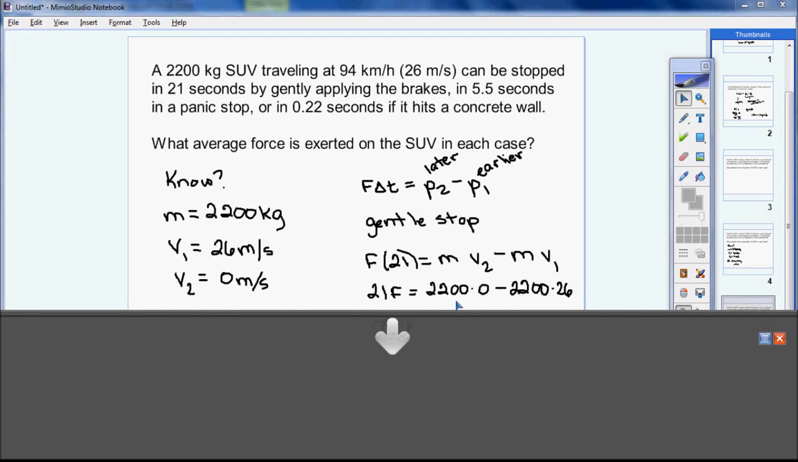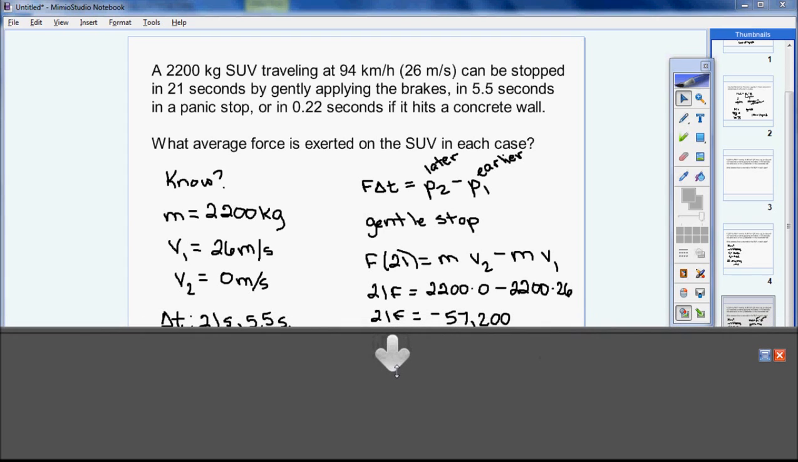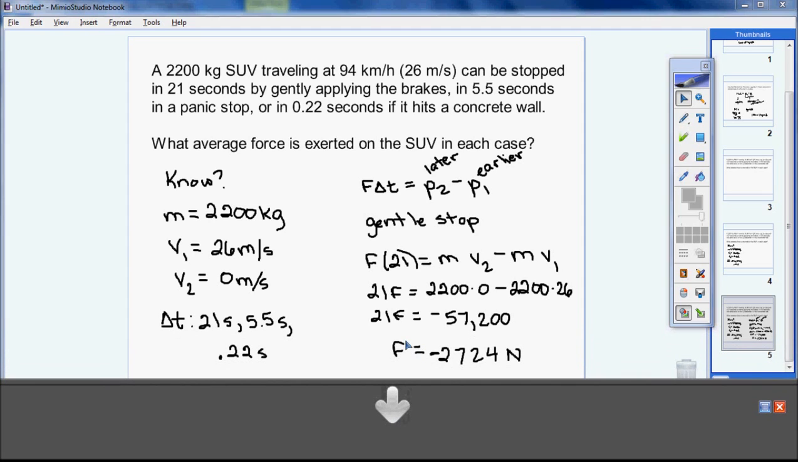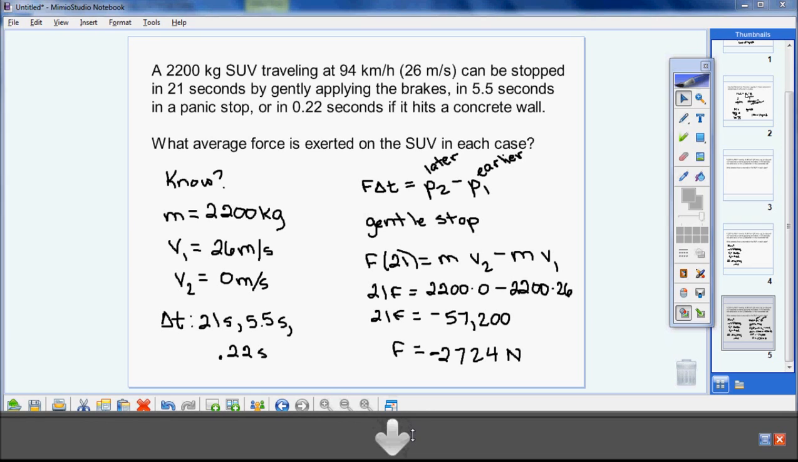There's our 2,200 times 0, because this is our second velocity, minus 2,200 times 26. And as you do the calculations, 2,200 times 0 is just 0, and 2,200 times 26 is negative 57,200. And then we can divide both sides by 21, and you find out that the force is negative 2,724 newtons.